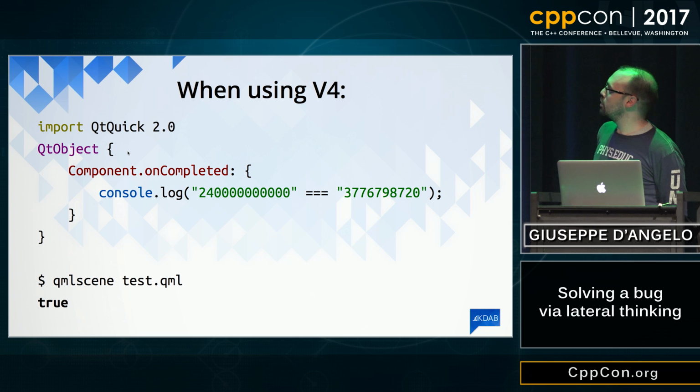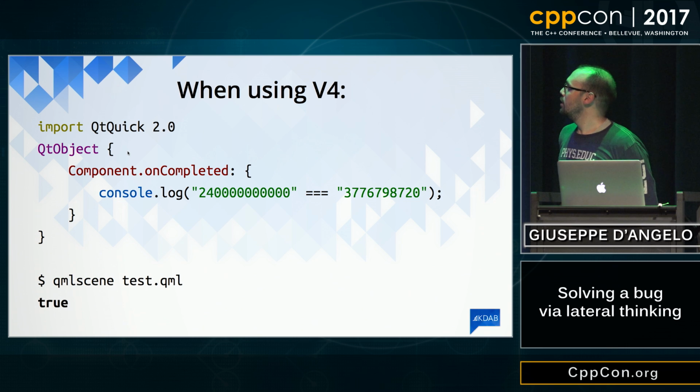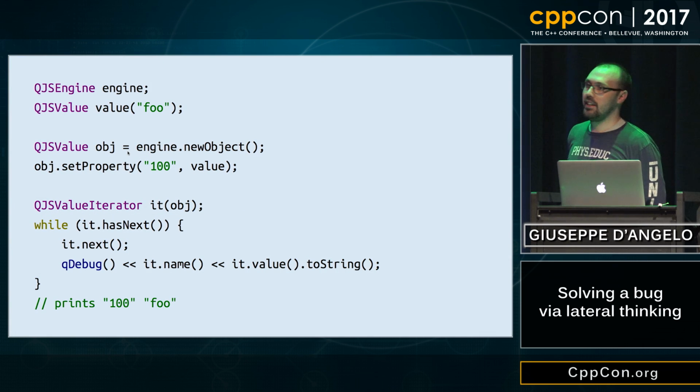So in V4, if you try to print that string comparison, that prints true. Whoa, yeah, here we go. So somebody said, can you please fix this? Because of course it's embarrassing. And I said, I know nothing about JavaScript, not to mention JavaScript engines, so I have no idea where to tackle this. So the first thing I did was I got back into C++.